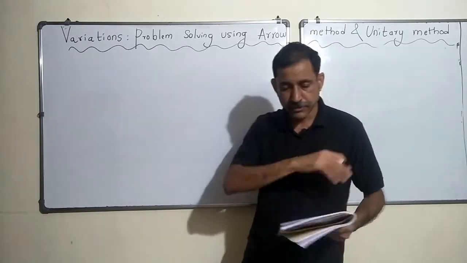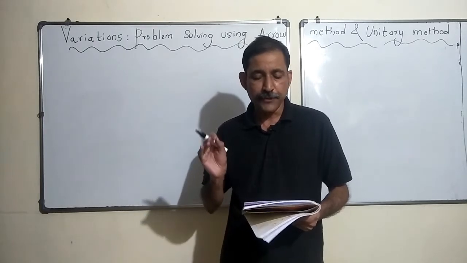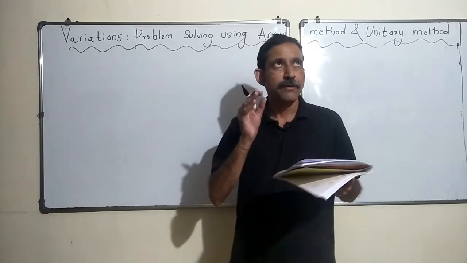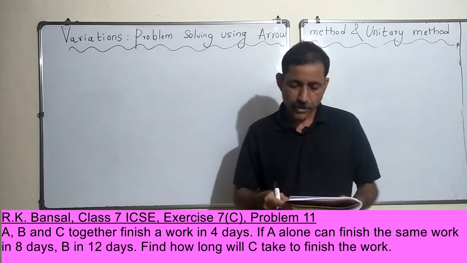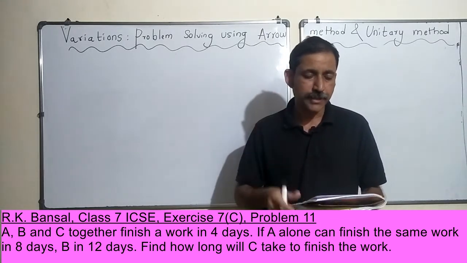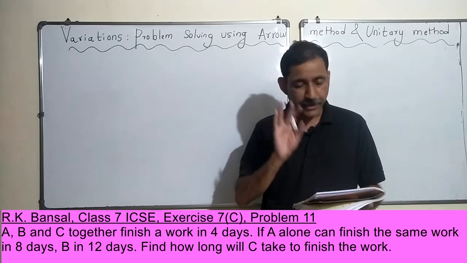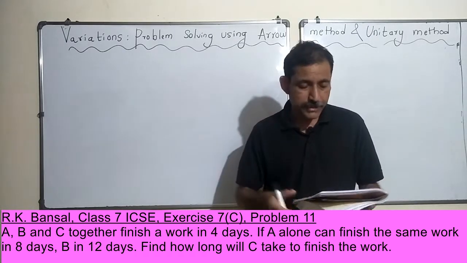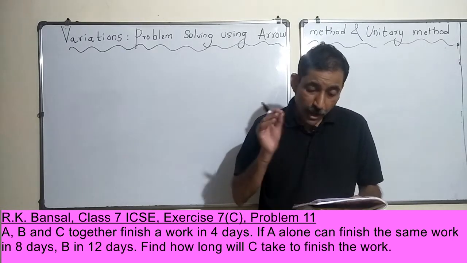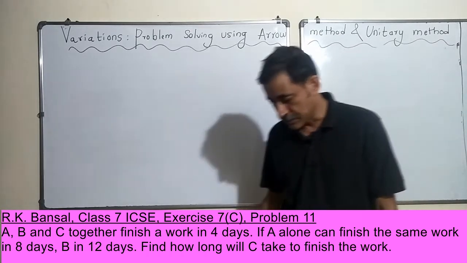All right. So, the problem is, A, B and C together finish a work in 4 days. Now, A, B and C together work on a particular job that was given to them and they finish it in 4 days. But if A alone works, he finishes it in 8 days, and B finishes the entire work in 12 days. So, find how long will C take to finish the work alone. Okay. So this is good.